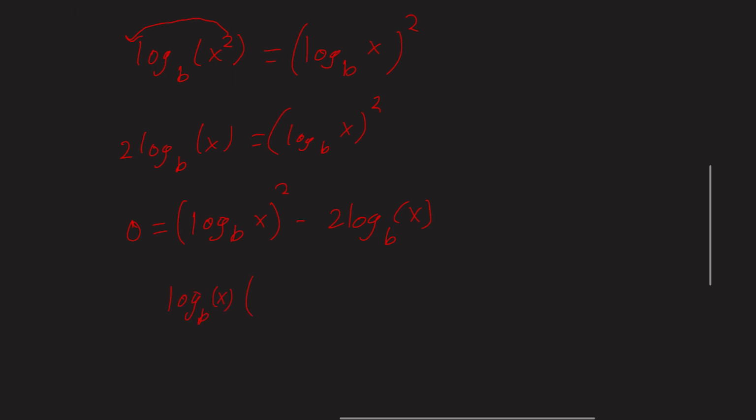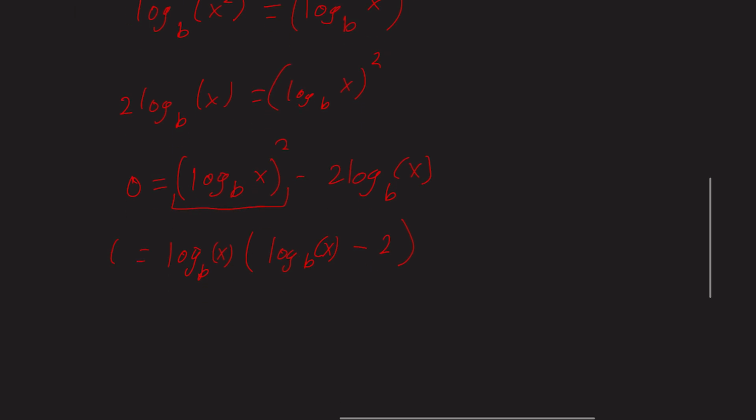Okay? Log base b of x squared divided by log base b just leaves me with my original log base b of x, minus 2 times log base b. That remains just as 2. Okay? These, remember, equal 0. So in order to make this a true statement, I need to get either this guy equal to 0, or I need to get this guy equal to 0.